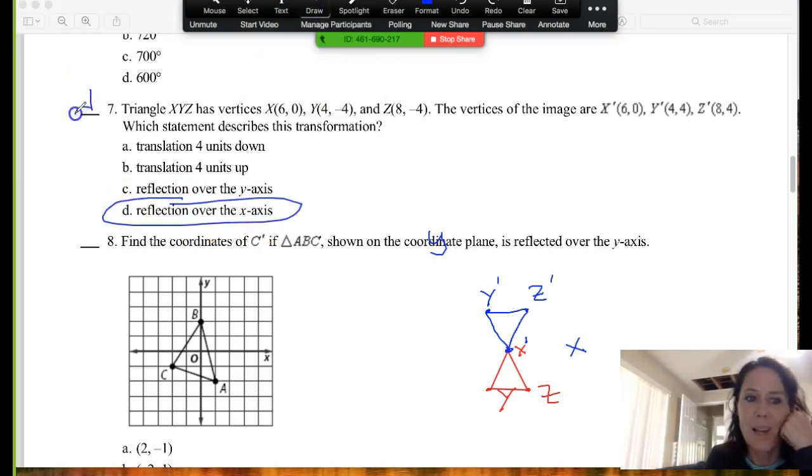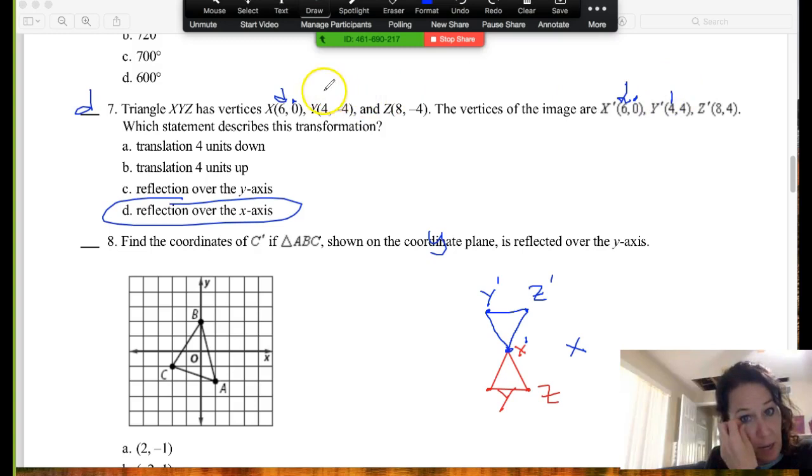So it helps just to graph it. Now you can kind of see, when you reflect over the x-axis, your y values change. The x value is the same and the y value reflects. Well, 0 is just 0. The x value here is the same and the y value reflects from 4 to -4. The x value here is the same and the y value reflects.